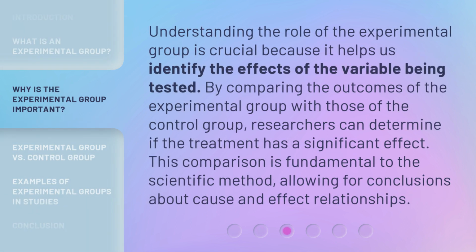Understanding the role of the experimental group is crucial because it helps us identify the effects of the variable being tested. By comparing the outcomes of the experimental group with those of the control group, researchers can determine if the treatment has a significant effect. This comparison is fundamental to the scientific method, allowing for conclusions about cause and effect relationships.